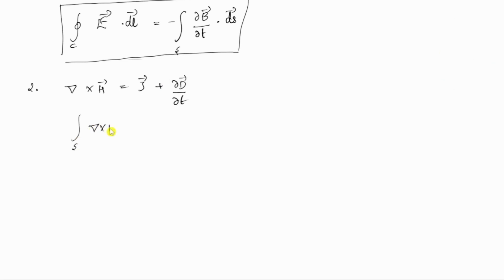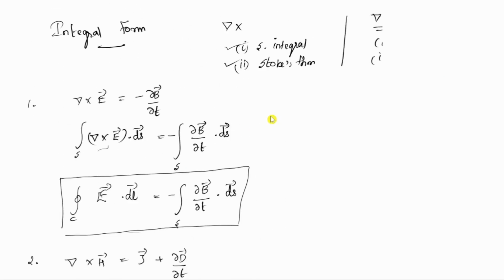Del cross H is H dot dl, and on the right hand side we can also take the surface integral of J plus dou D by dou T dot ds. Okay, so what is the next step? We have to apply Stokes theorem.